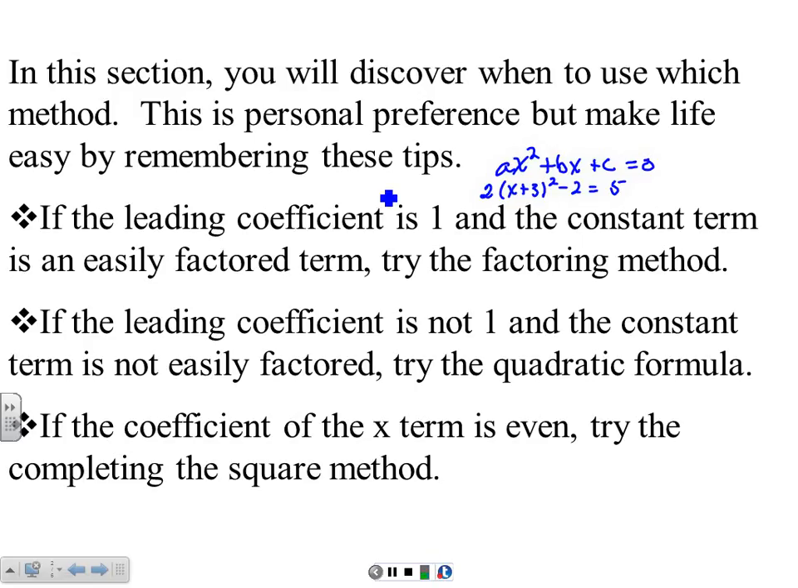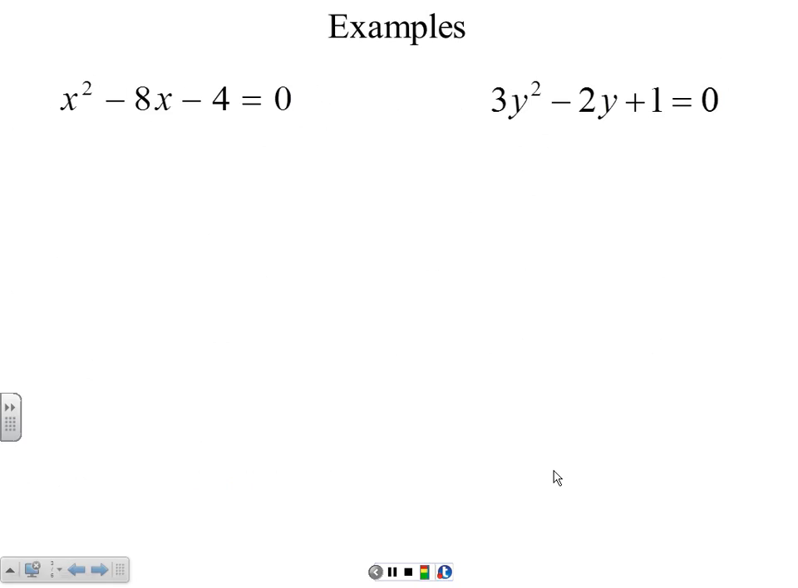If it is in general form, though, this is what I do. I try to factor it first. If it doesn't factor, then I go to the quadratic formula. And completing the square, I don't do unless I'm working in Math 112 stuff. Alright, so let's look at this one.